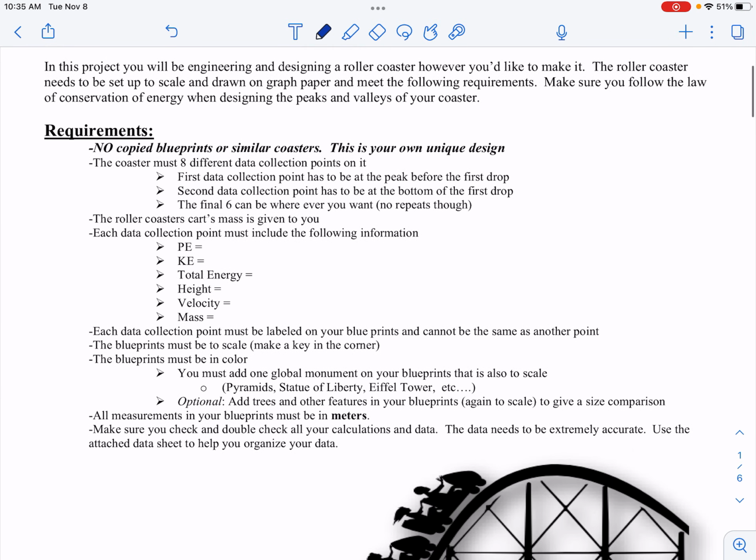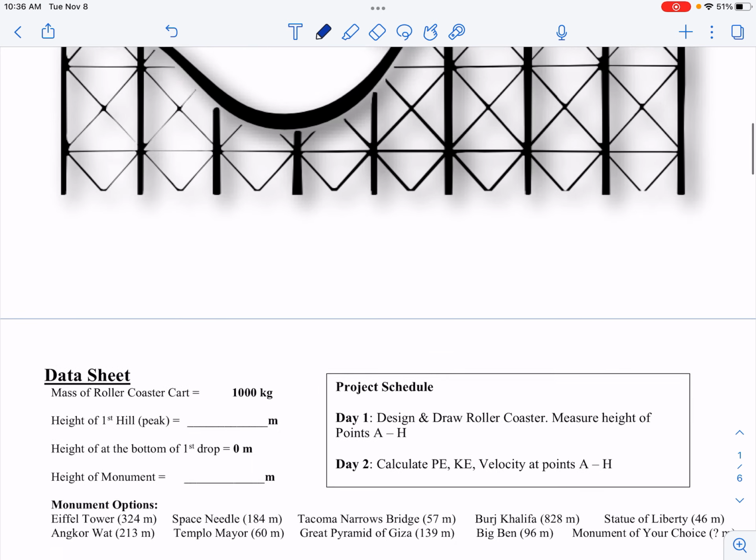All right. So let's go over what we need. What we're going to do is create a blueprint, so essentially just drawing out the roller coaster track. We are going to add a little bit of color just to make our roller coasters look a little bit nicer. We're going to make sure that all our measurements are done in meters. And in part 2, day 2, we'll go over how to do the calculations.